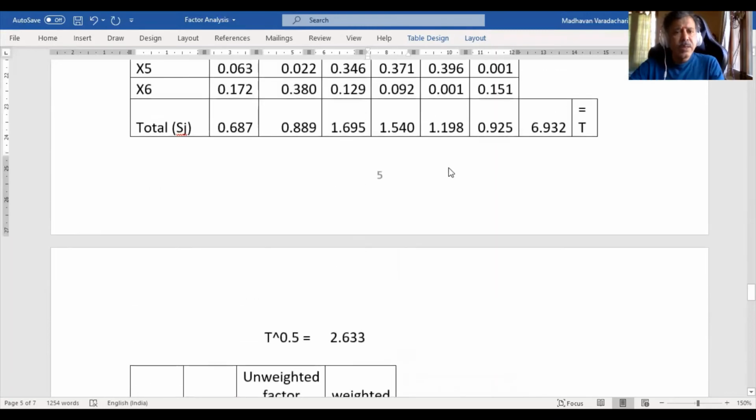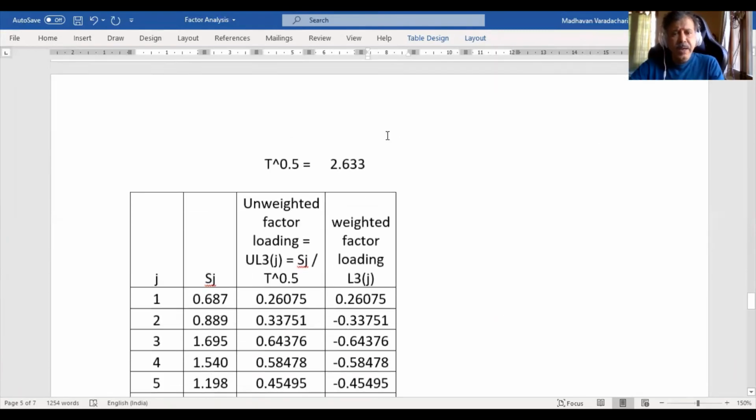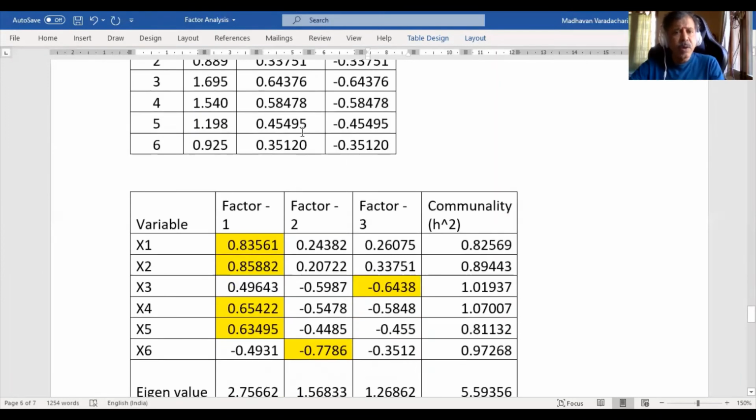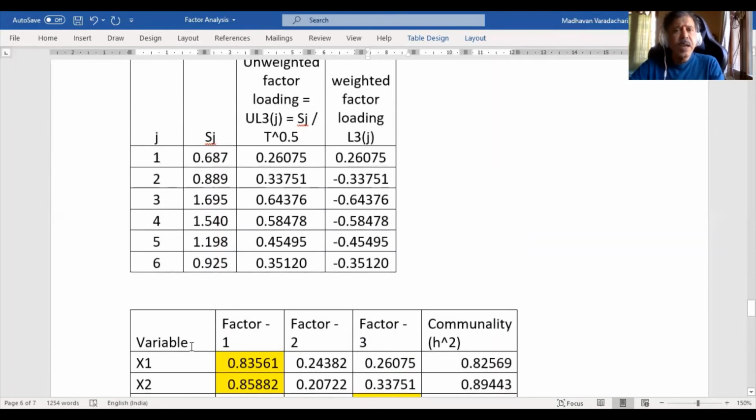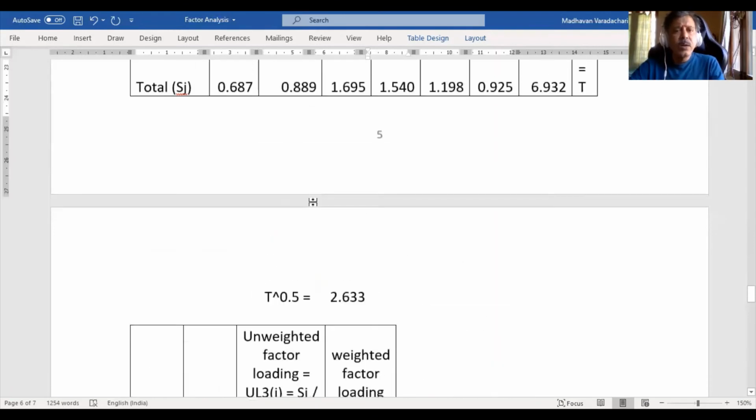Now you have done 3 iterations, right? Because we landed up with R3 dash now. 3 iterations are over. Now you can stop doing further. You can write variables x1, x2, x3 up to x6. There are 6 variables we know. Whatever we identified as the weighted factor loading, let us copy that. Factor 1, what was there?